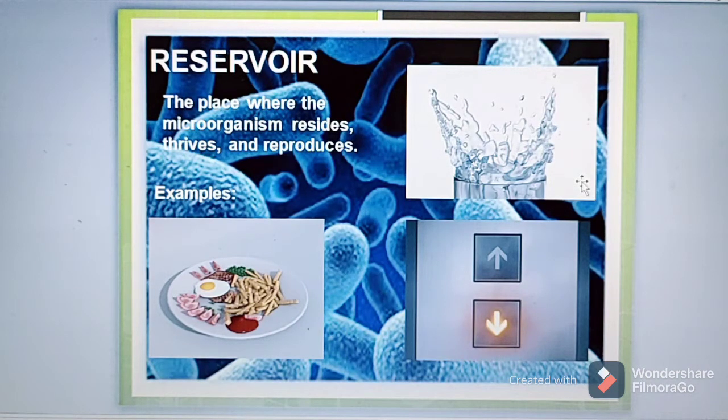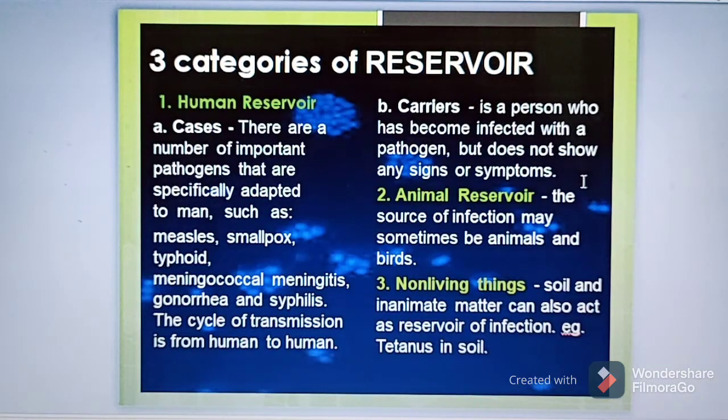Example sa food, sa water, or sa kanang pindutanan niya sa elevator. So they can also, either in a person or an animal, sometimes replicate in environmental reservoirs such as water and soil. So to break this link, use the PPE or personal protective equipment and practice good hand hygiene. So we have here the 3 categories of reservoirs.